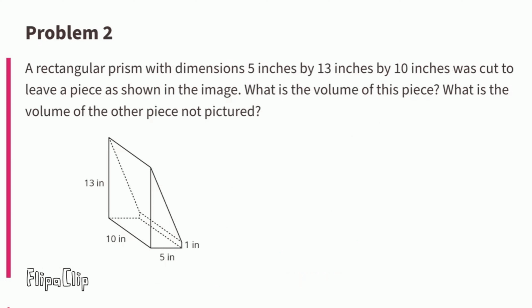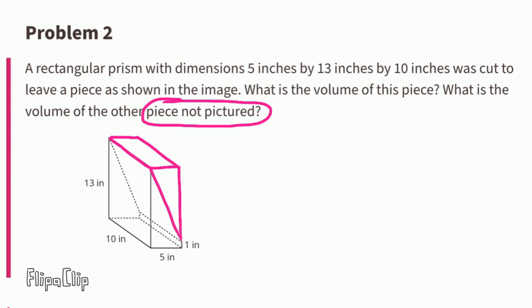Problem number 2. A rectangular prism with dimensions 5 inches by 13 inches by 10 inches was cut to leave a piece as shown in the image. What is the volume of this piece? What is the volume of the other piece not pictured?